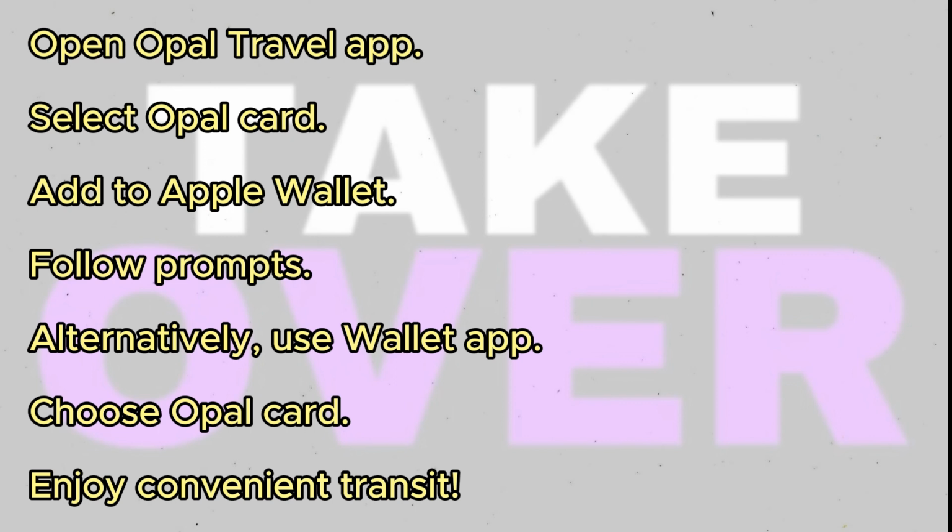Alternative method. Alternatively, you can open the Wallet app on your iPhone or Apple Watch. Tap on the sign to add a new card. Select Transit Card and choose Opal from the list of transit cards. Follow the on-screen instructions to proceed.